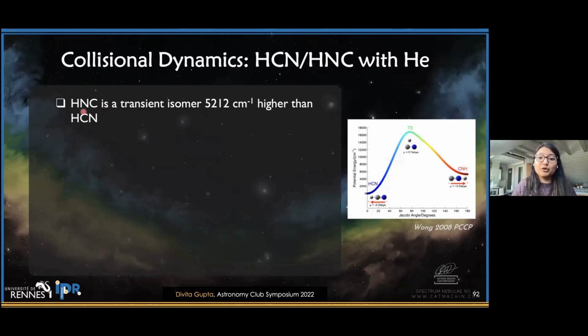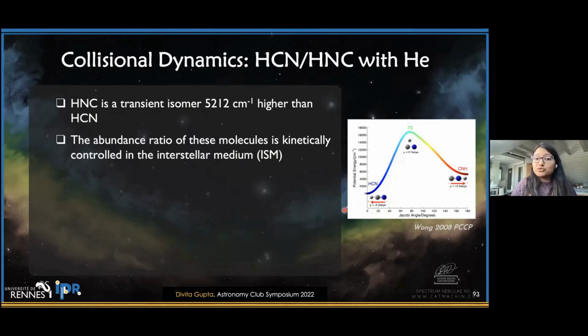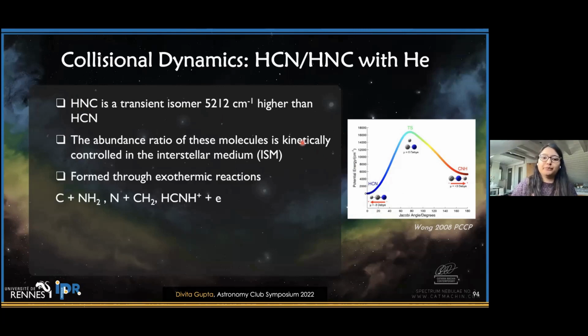So we're talking about the system, which is HCN and HNC. HNC is a transient isomer, which is higher in energy than the HCN, which is more stable, and has a transition state, which helps them go from one to another. The abundance ratio for these different molecules is kinetically controlled in the ISM. And that is, again, because of the lower densities, you do not have thermal equilibrium, but what you will have is a kinetically controlled distribution.